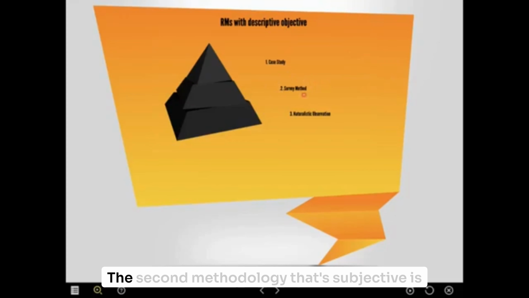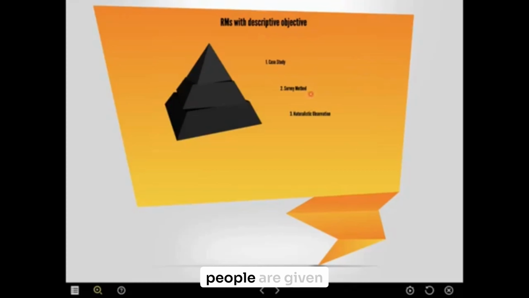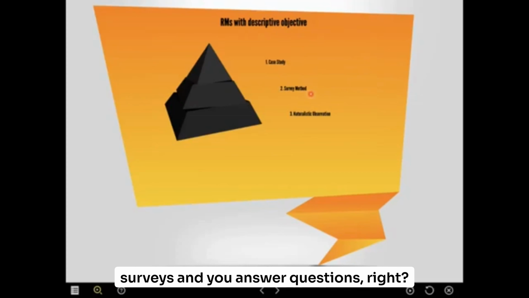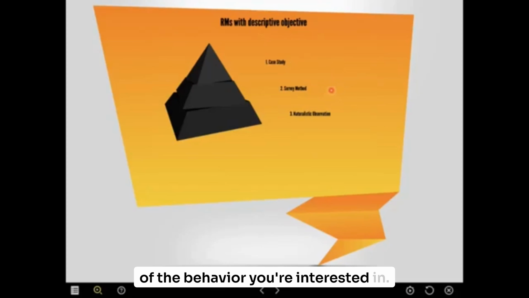The second methodology to describe behavior is the survey method. You might have heard about surveys, where people are given surveys and you answer questions, right? Well, in this case, the difference is you have one individual in a case study, and here you have multiple. So it's a real sample. You're collecting data, you're asking the questions, and based on the responses, you have some description of the phenomenon or the behavior you're interested in. So it is better than a case study in the sense that you have multiple subjects. The sample size is bigger here.